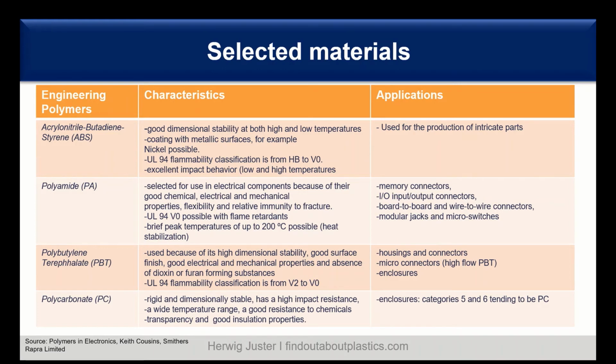And then I have also selected polycarbonate, PC, the amorphous engineering polymer. Here this is a rigid and dimensional stable material, has high impact resistance over a wide temperature range, also a good resistance to chemicals, and it has the advantage of transparency and good insulation properties. And when you look at the applications, here enclosures of the category 5 and 6 tend to be most of the time polycarbonate.